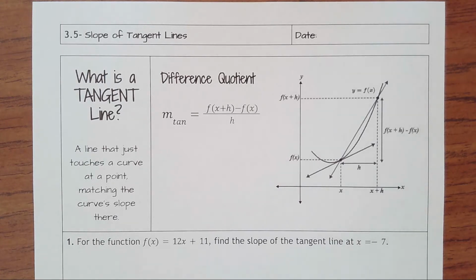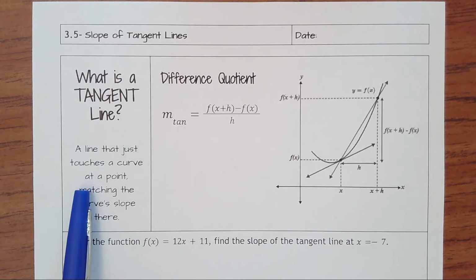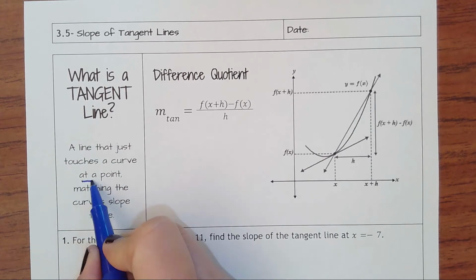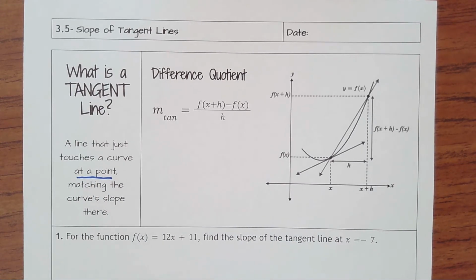Tangent lines. First of all, we need to know what is a tangent line. A tangent line is a line that just touches a curve at one point. It's got to match the curve's slope there. And that's pretty difficult to do because we need 2 points to make a line.